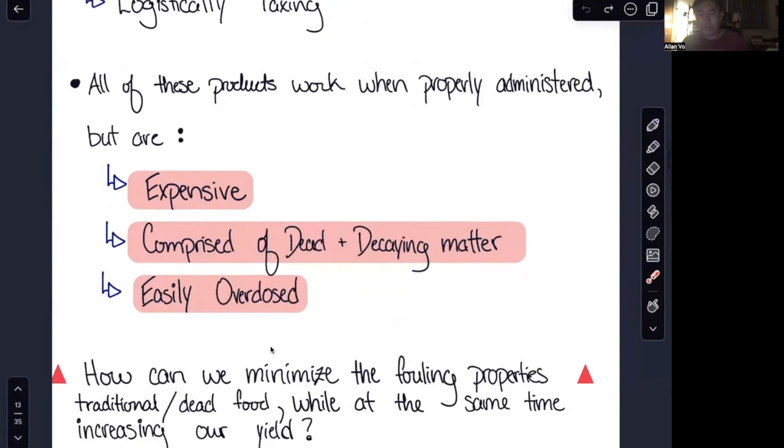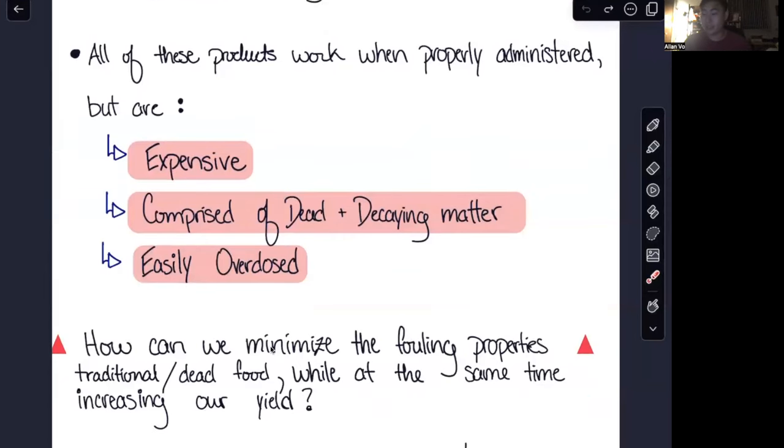So some caveats. A lot of them are good products, but they have to be properly administered. You can't just dump something into your tank after you read the description on it and think that it's going to work exactly the way it says on the product. It might, if it's well vetted and a lot of people have experience with it. But at the end of the day, it's going to get costly. It's comprised of dead matter, and a lot of the dead matter is just going to decay even further, right? A lot of the products are so concentrated that overdose or excess is quite easily achieved.